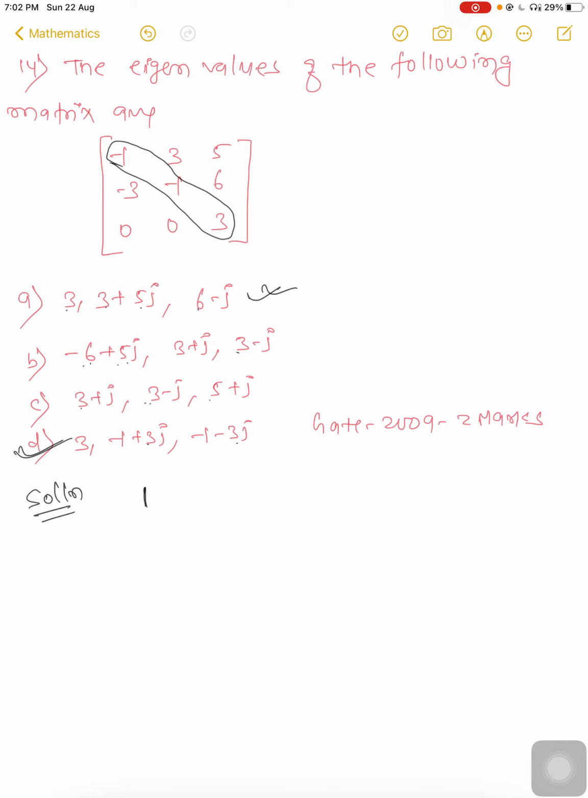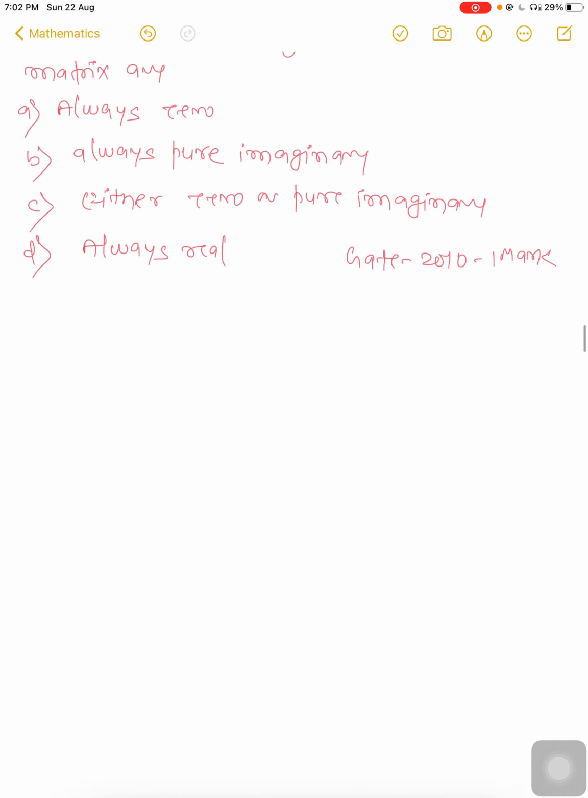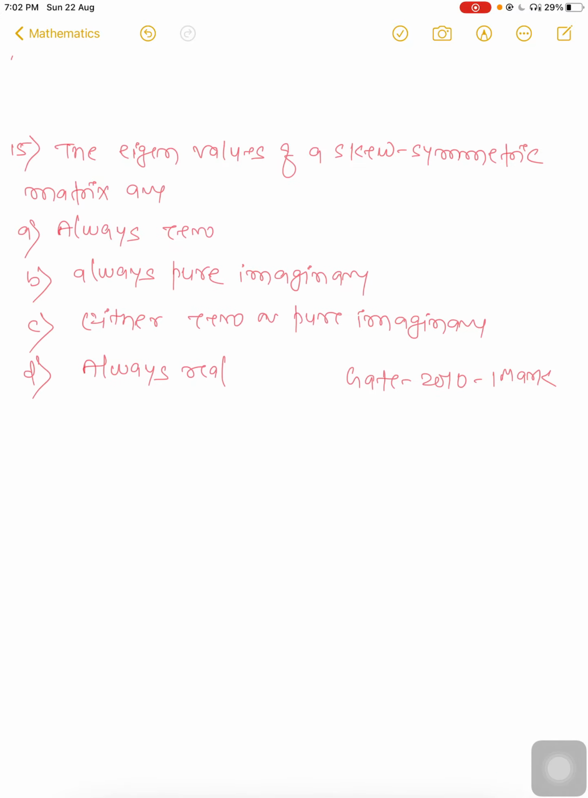There is no need to solve it in the typical method. We can check from the concept and from the properties, which I have already discussed with you. Now, the eigenvalues of a skew matrix: a skew matrix is a square matrix whose transpose is equal to its negative, meaning A^T = -A.